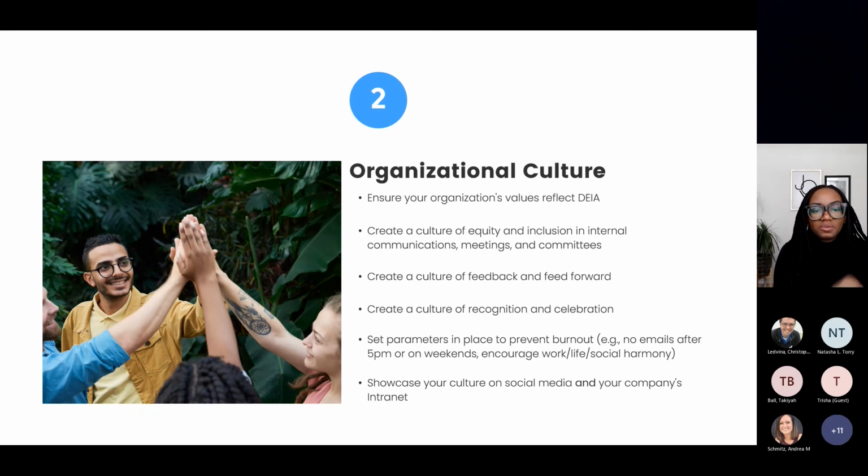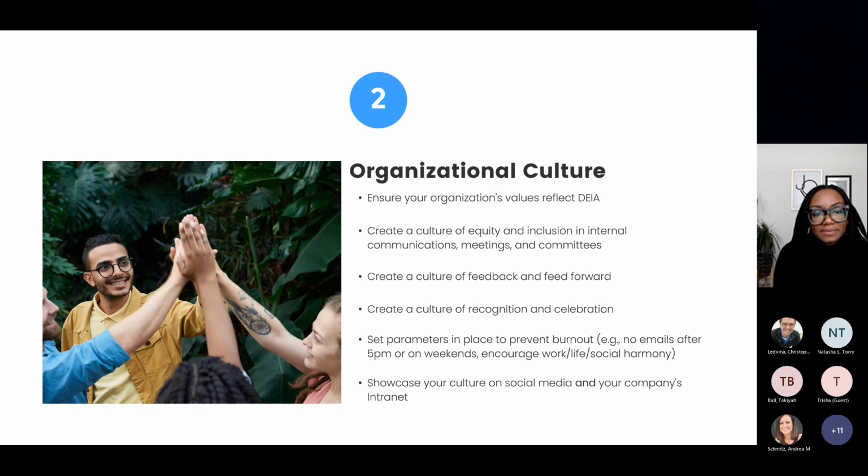And encouraging work life social harmony. That's also extremely important. We are humans, we are not machines. It's okay to not be okay. And it's also really important for us to take time to rest and reset.